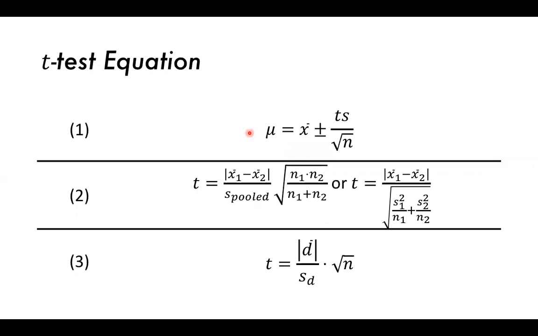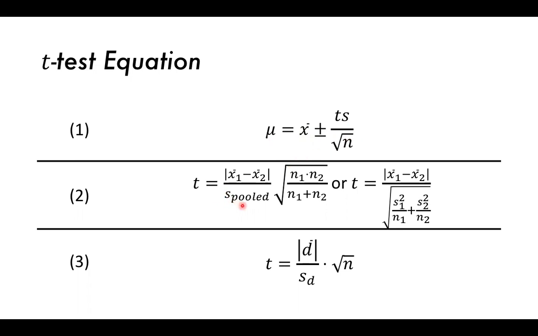So here are some of the important equations for our t-test. We'll see how these are used in a moment. So the first one is something we're already familiar with. This is our confidence interval equation, where the true mean is equal to the sample mean plus or minus TS over the square root of n.